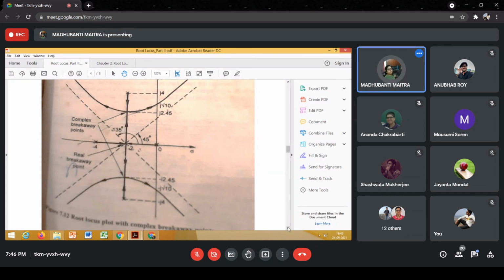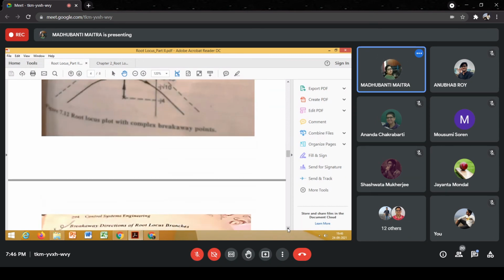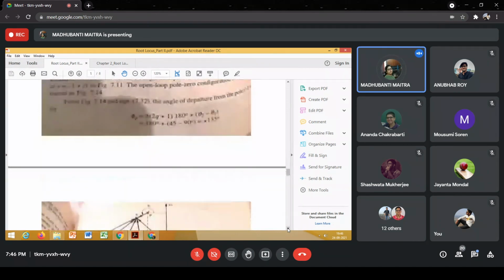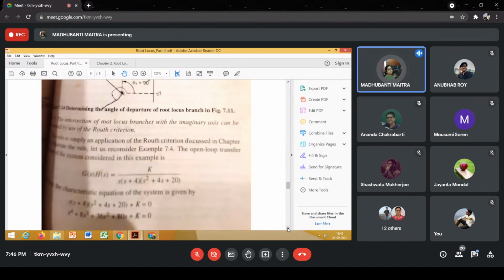So again, we'll have to find out the range of gain k for which the system is stable, and we know how to find out the range of gain k for which the system will remain stable. How? By applying Routh's stability criterion. So this is the rule, last rule. The intersection of root locus branches with the imaginary axis can be computed by using Routh's criterion.